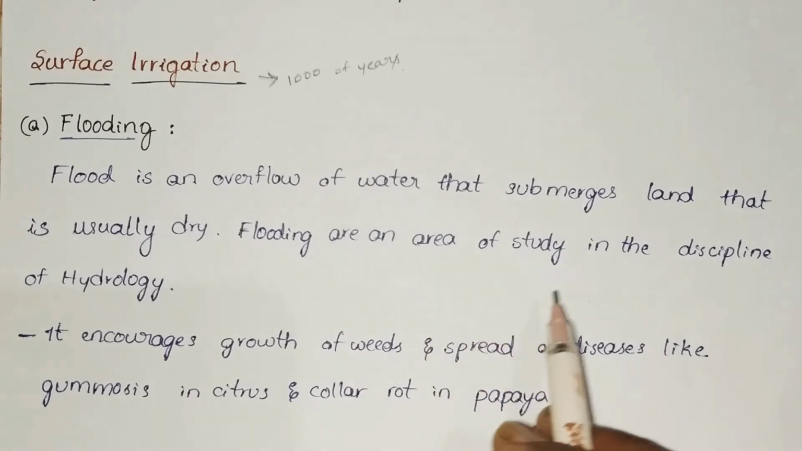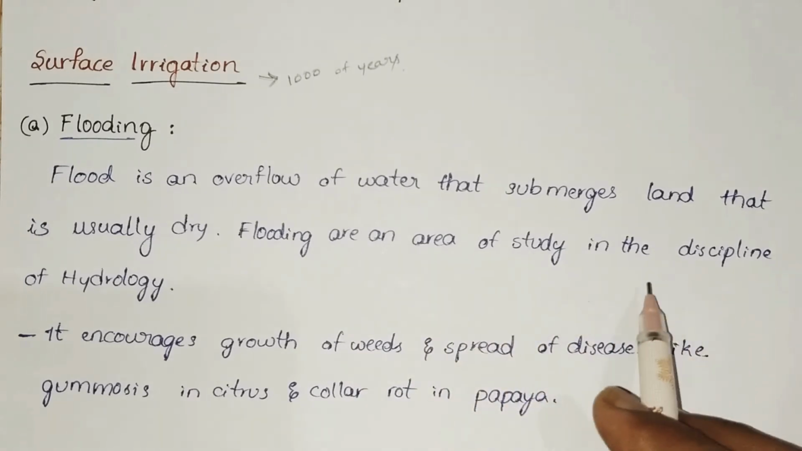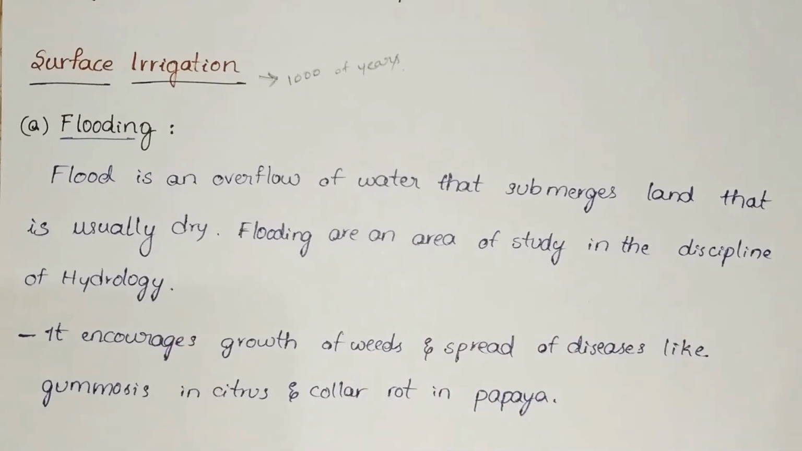Flooding is an area of study in the discipline of hydrology. Floods are the most common and widespread natural severe weather event. It encourages growth of weeds and spread of diseases like gommosis in citrus and collar root in papaya.